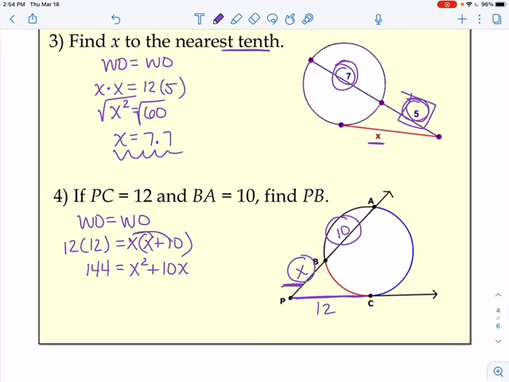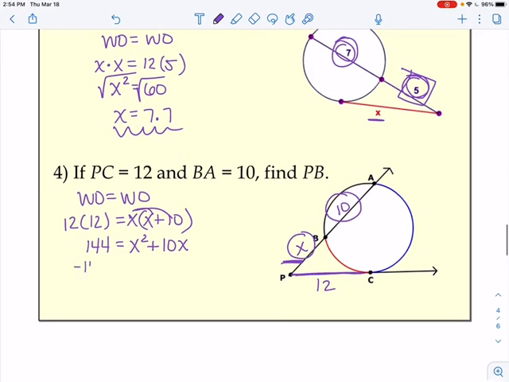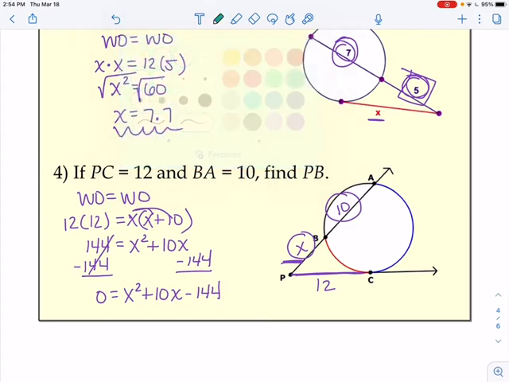In order to factor it, it needs to be set equal to 0. So I'm going to subtract 144 from both sides. Those will cancel, leaving me with 0. Again, on the right-hand side, there is nothing that you can combine. So it's just going to stay as x squared plus 10x minus 144. Okay, this one's a little tough, but again, it's a trinomial, so just like we did above, you're looking for two things that multiply to a negative 144 and at the same time add to a positive 10.